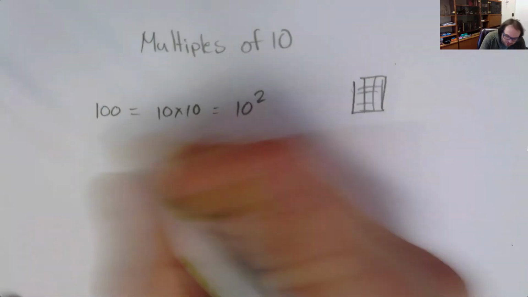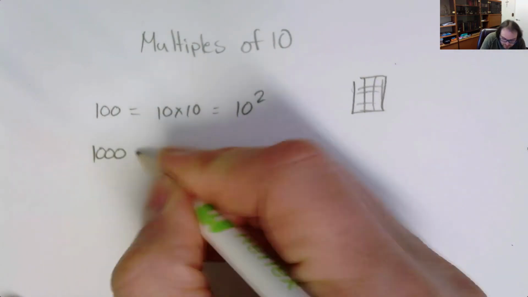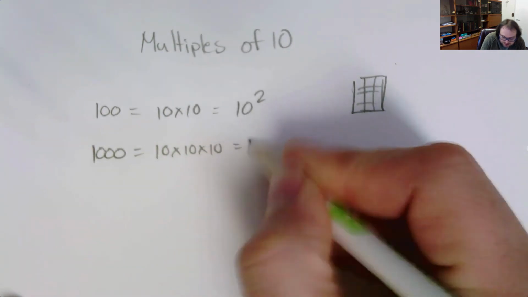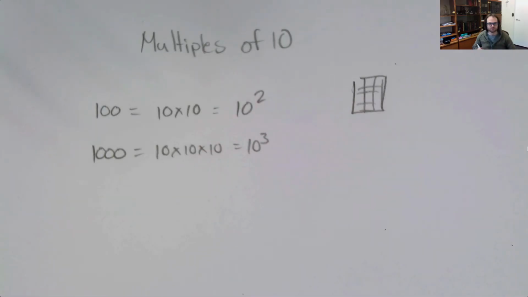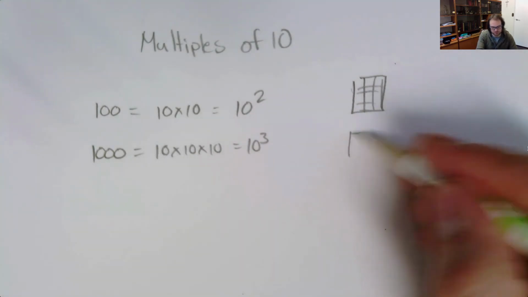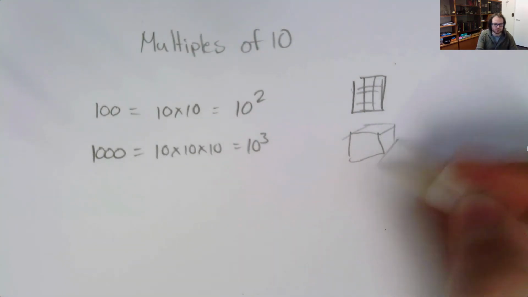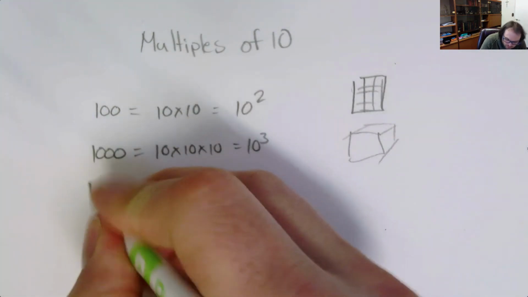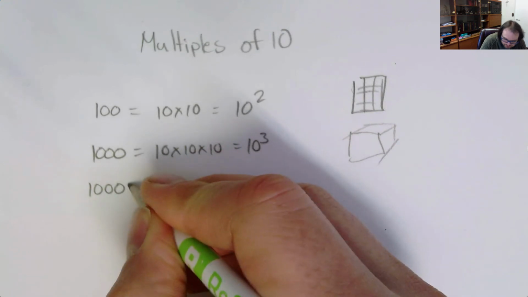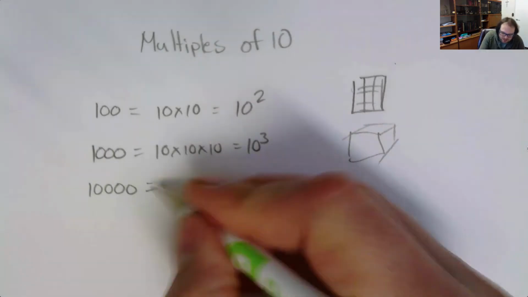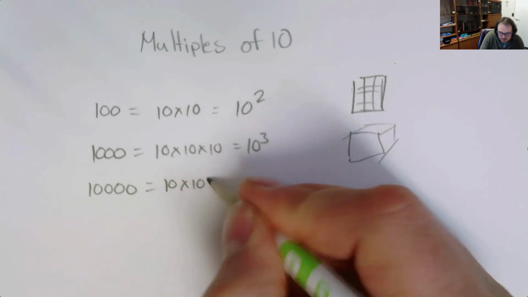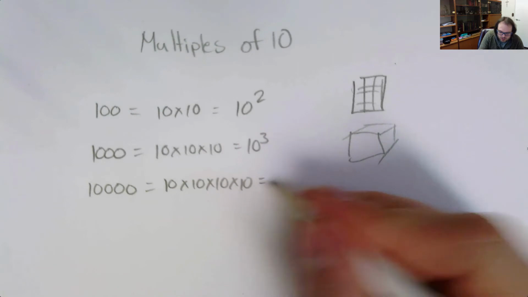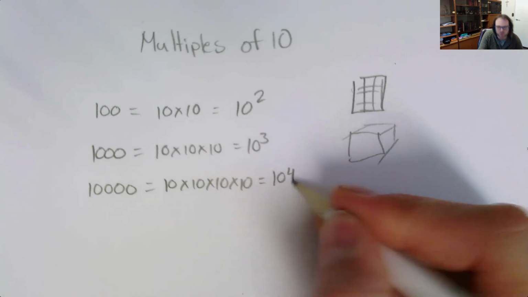Then let's try 1,000. That's the same as 10 times 10 times 10, which is 10 cubed. Well, that was those cubes. Hey, 10 cubed, that's a cube. Then what if I said 10,000? Well, that is the same thing as 10 times 10 times 10 times 10. That's 10 multiplied by itself 4 times, which is the same as 10 to the 4.